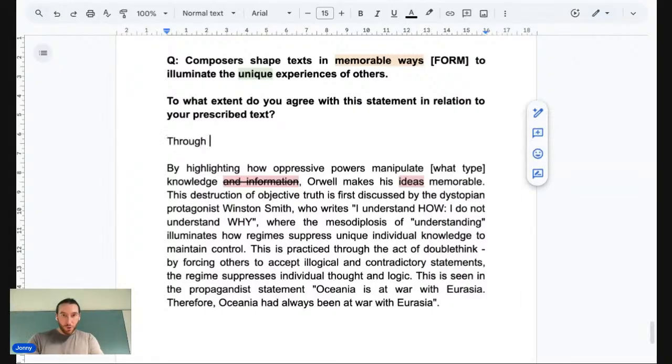I would say through. And by the way, it's composers shape text in memorable ways to illuminate the idea that there's something unique, the unique experience. I can't see you talk about anything unique, a unique experience here, okay? It's actually in 1984 a case of Big Brother not wanting any unique experiences. It's the deprivation of unique experiences. So there's a creative take on it that might be more relevant, right? So let's give you a phrase here.